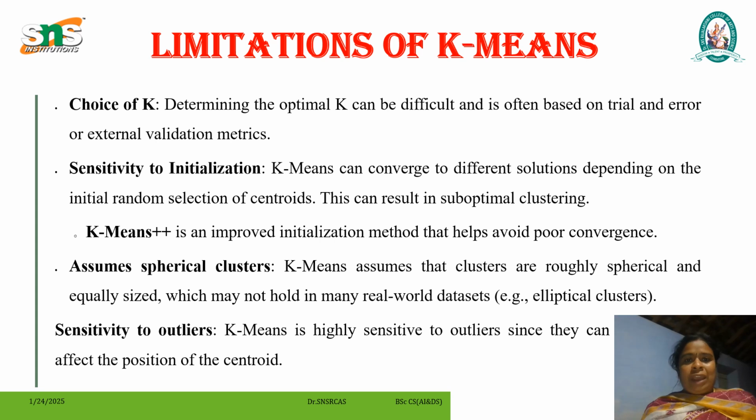Next one, limitations of K-means. Choice of k. Determining the optimal k can be difficult and is often based on trial and error and external validation metrics. Sensitivity to initialization. K-means can converge to different solutions depending on the initial random selection of centroids. This can result in suboptimal clustering. K-means++ is an improved initialization method that helps to avoid poor convergence. Assumes spherical clusters. K-means assumes the clusters are roughly spherical and equally sized, which may not hold in many real-world datasets.